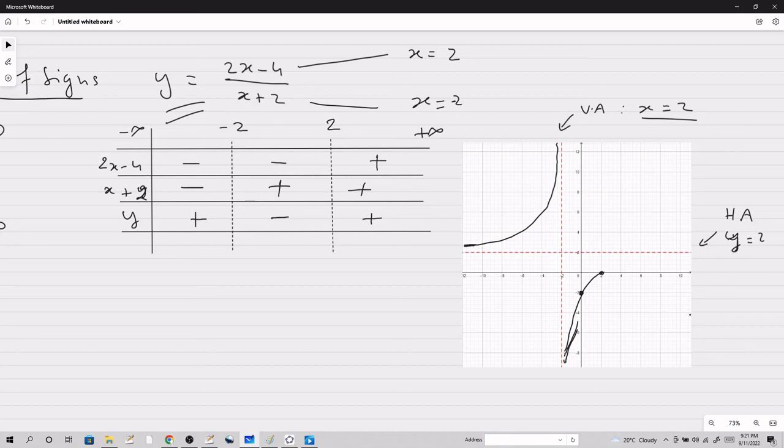Now from 4 to plus infinity, so from the x-intercept to plus infinity, the graph is going to be above the x-axis, and it will stay close to the horizontal asymptote. So this is the graph. Now, with this, we have finished finding all the information and sketching the given function.